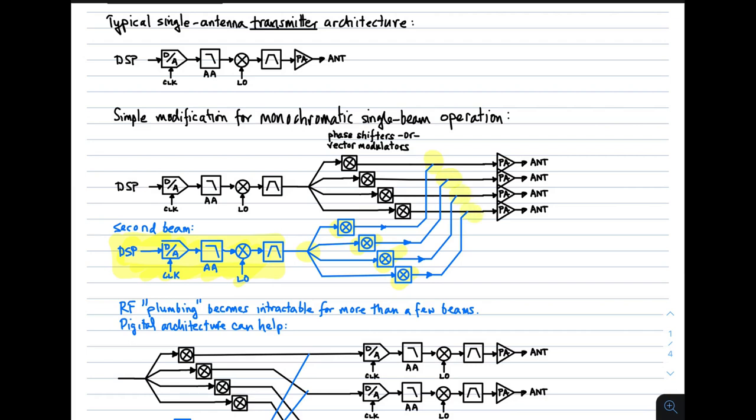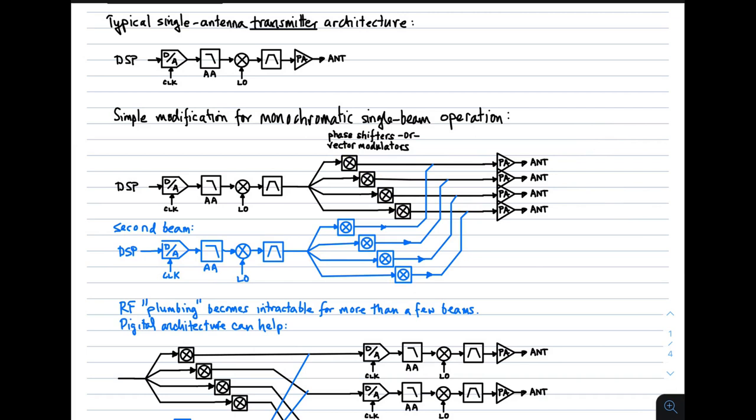So in that scheme, what you get is one beam corresponding to the components shown in black, and then you could have a second beam corresponding to the components shown in blue. Now that gives you two beams, and they're independently steerable to the extent that these phase shifters can accommodate different values. All right, so that's how you would accommodate a second beam in this architecture.